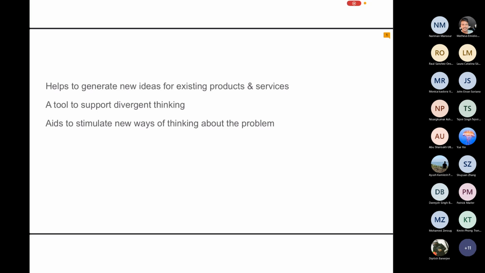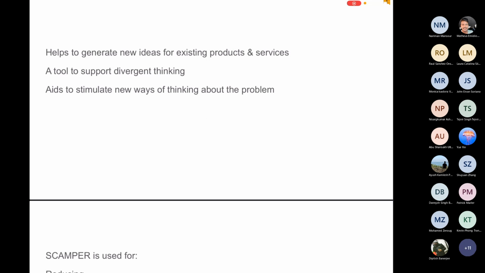The benefit of this tool is that it generates new ideas, as I explained before. It's a tool to support divergent thinking. So everyone pitches their ideas, and every idea, it might not be possible to implement it, but this does not mean that it's a bad idea. Maybe something is good for the time being and could be a good one in 6 months, and it helps us in thinking of the problem and seeing it from a different perspective.